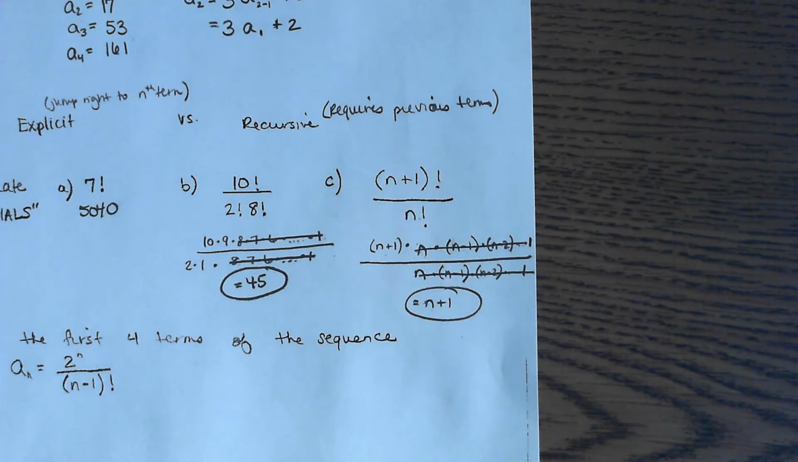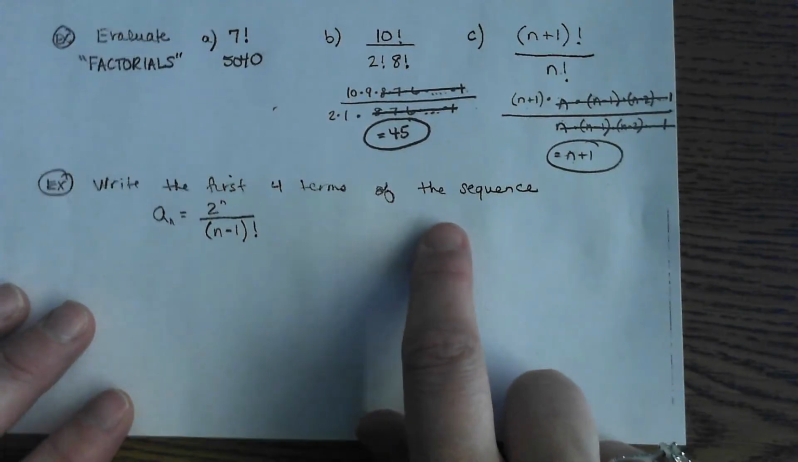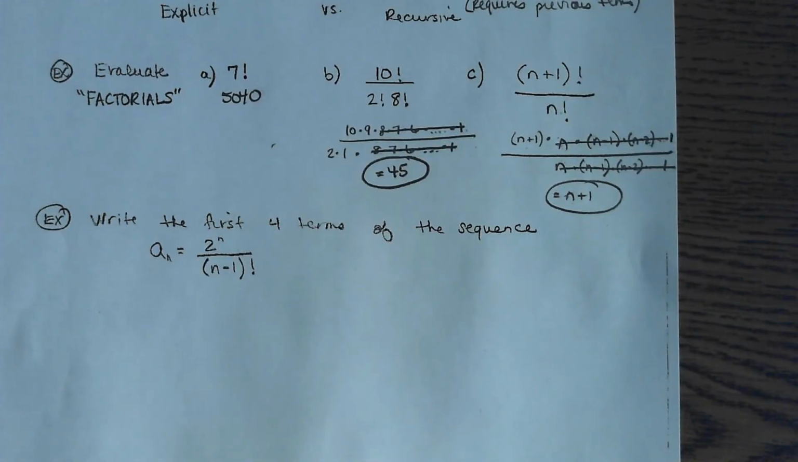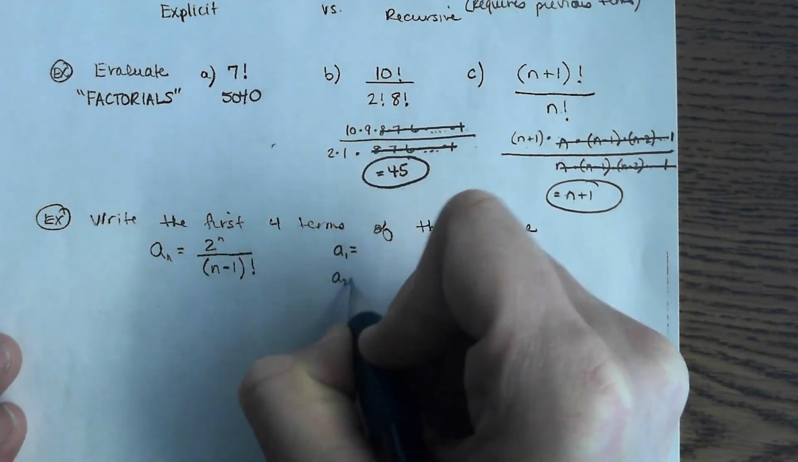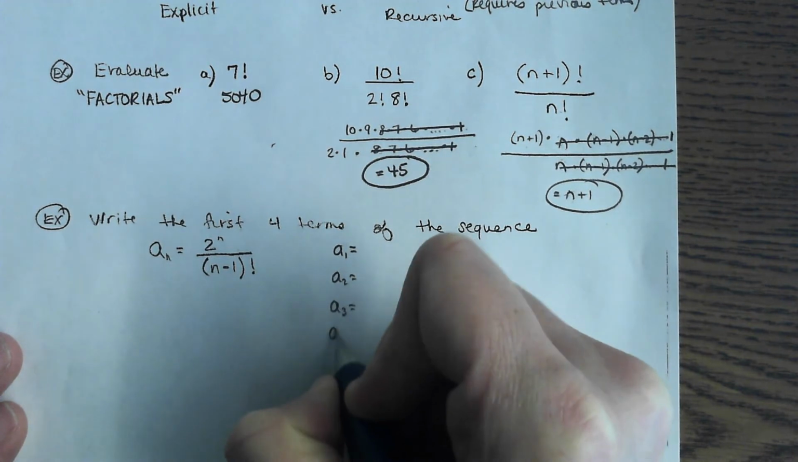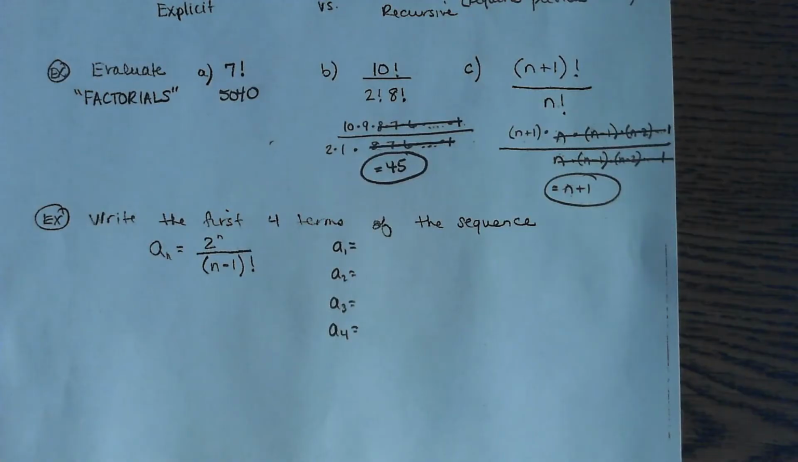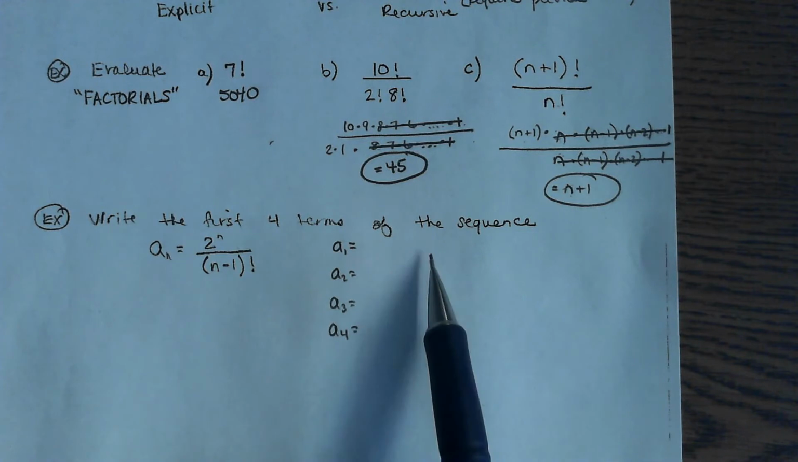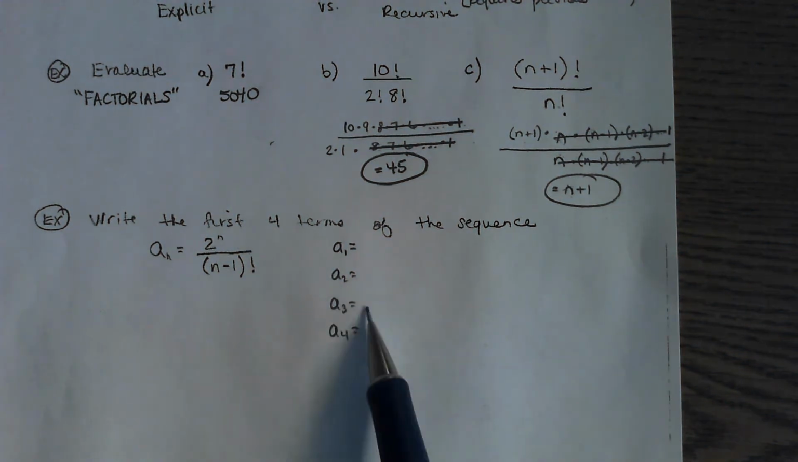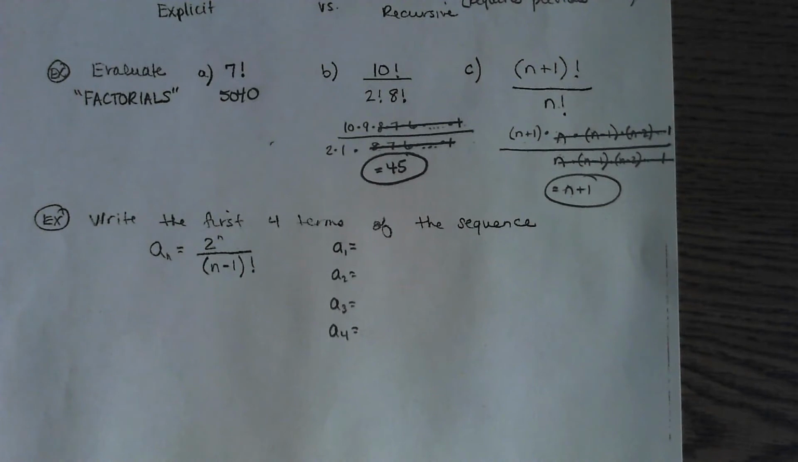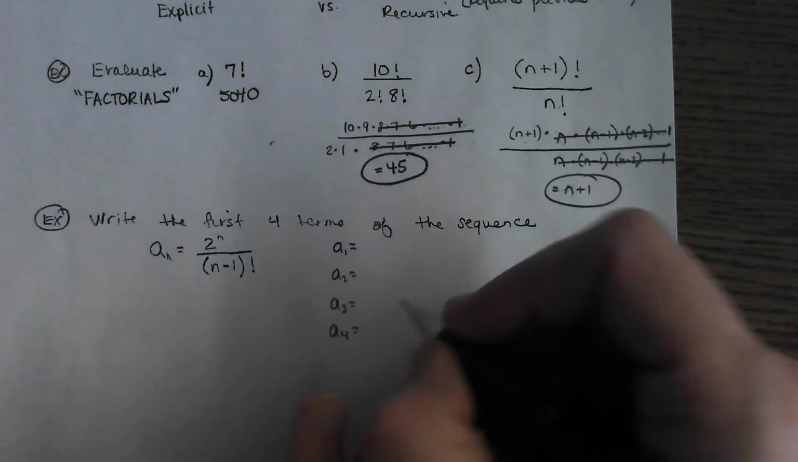Okie doke. All right, write the first 4 terms of the sequence. Again, we'll just plug in a sub 1, a sub 2, a sub 3, and a sub 4. Andrew, this side of the room, do a sub 1. Mackenzie, your row, do a sub 2. Marissa, your row, do a sub 3. And I'll do a sub 4.